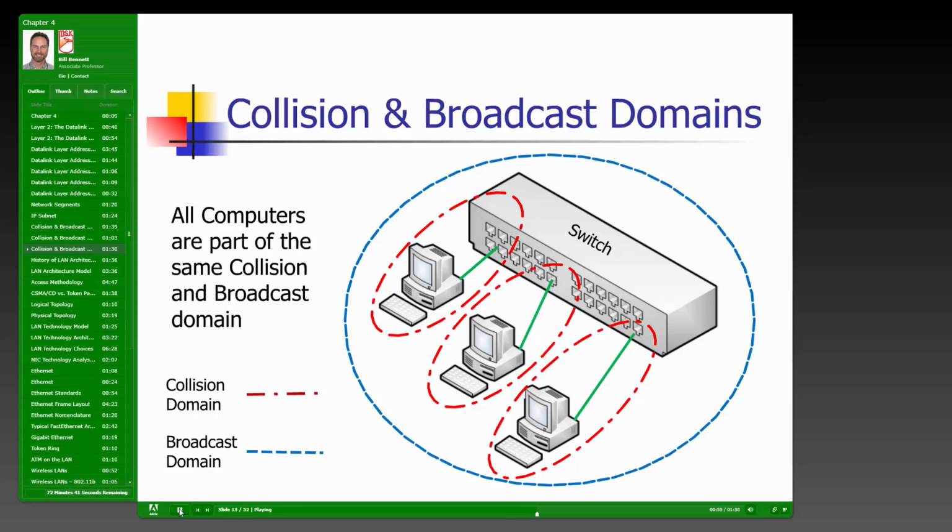So each computer at this point is considered to be a part of its own collision domain, because all of the computers can actually transmit simultaneously without affecting the messages of the other computers. So they're all now on separate collision domains. However, if any one of these computers sends out a broadcast message, one with a destination of all F's, then all of the other computers that are attached to this switch will be able to receive that message. So they're still a member of the same broadcast domain. They're now just separated as far as the collision domain.